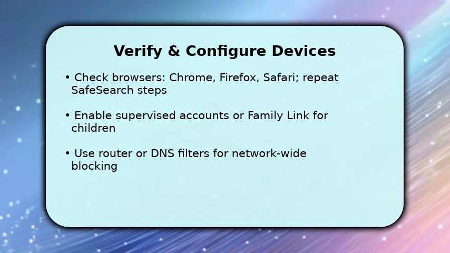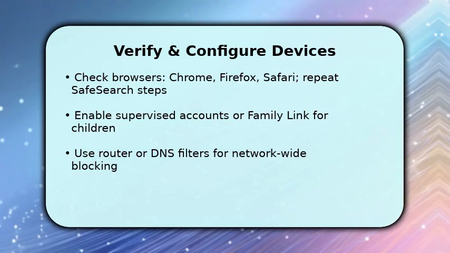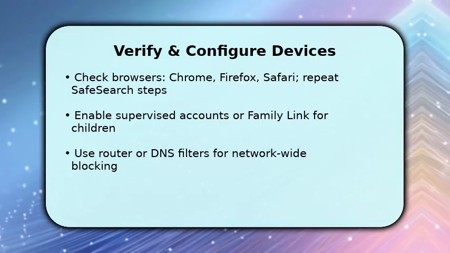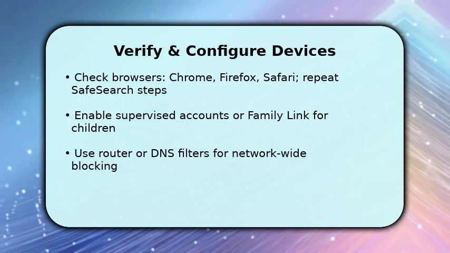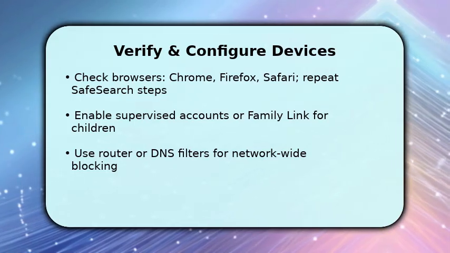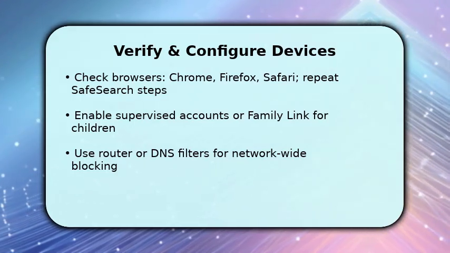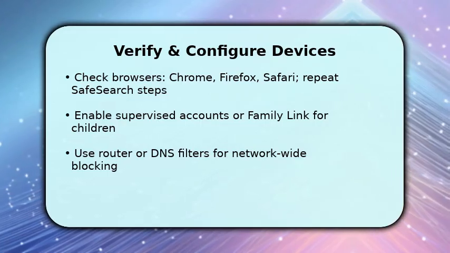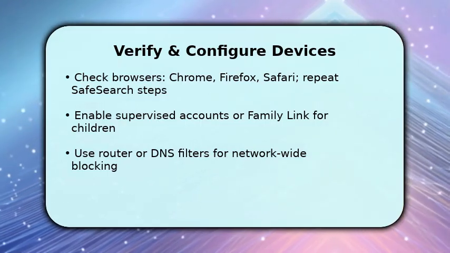For children, set up supervised accounts or use Google Family Link so restrictions apply even when they're signed in on other devices. If you want network-wide coverage, configure your router or use a DNS filter. This blocks explicit results before they reach any device.